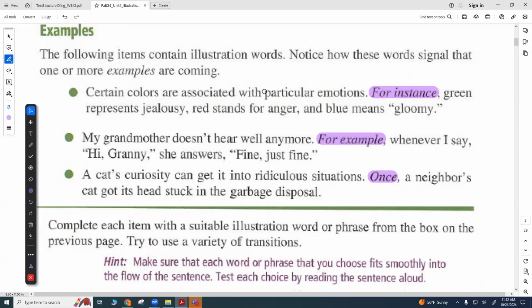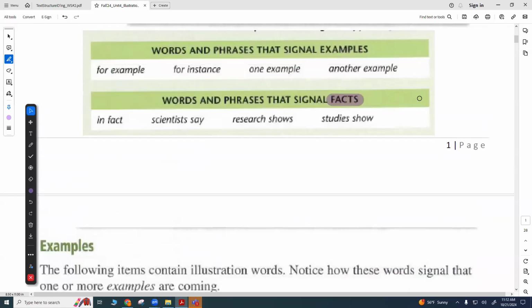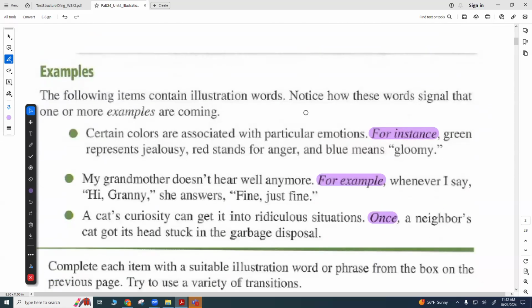But hopefully you see how we start by making a claim, okay? And then supporting that claim with one or more specific examples. And these words generally, we'll have one sentence and then our signal, then the other sentence. And whatever follows our signal is going to be that example.